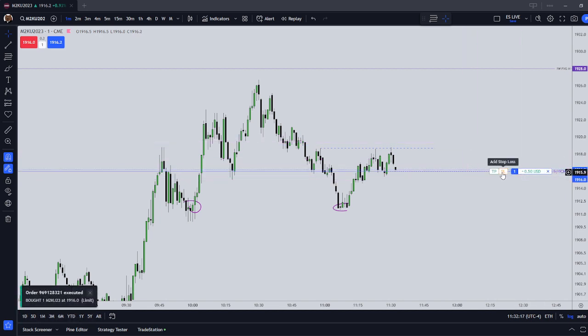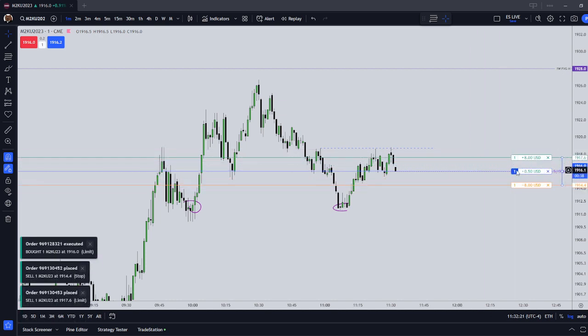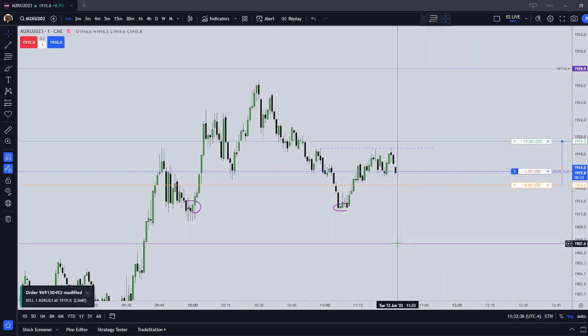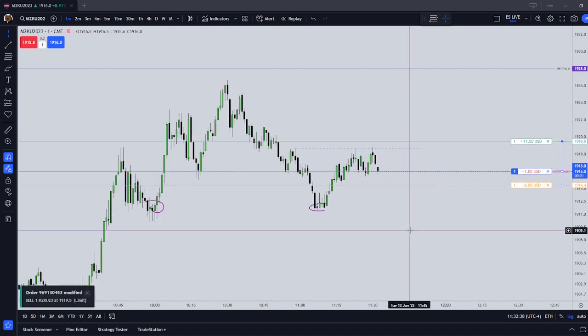Okay, we're filled. I'm going to put the stop loss there. And take profit is going to be at... I mean, this is kind of tough. It'd be right there.